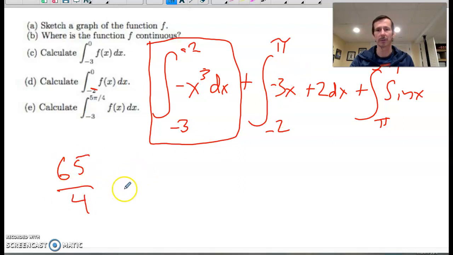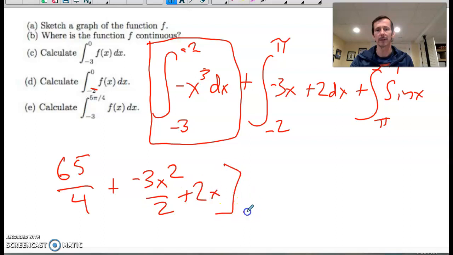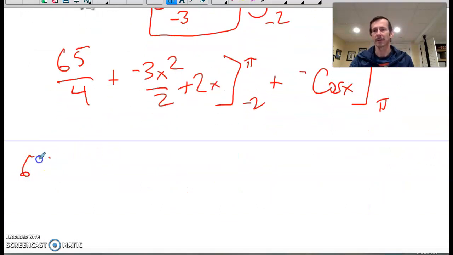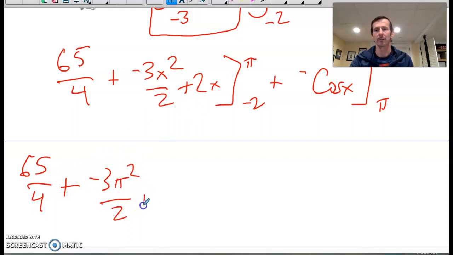Here I have to integrate, which I've already done, so I'm going to integrate this. It's still -3x squared over 2 plus 2x, and I'm going to evaluate that from -2 to pi. I have to integrate sine. If I integrate sine, it actually equals negative cosine x, and I have to evaluate that between pi and 5 pi over 4. So if I come down here, I've got 65 over 4, plus if I put pi in here, I have this weird -3 pi squared over 2 plus 2 pi. If I put -2 in here, again, that's going to be a minus.